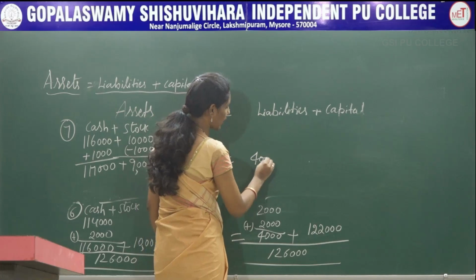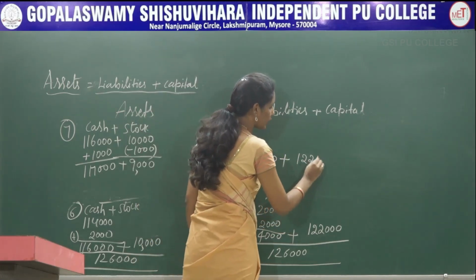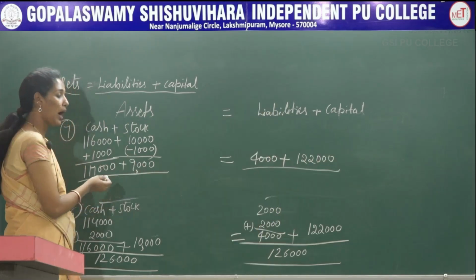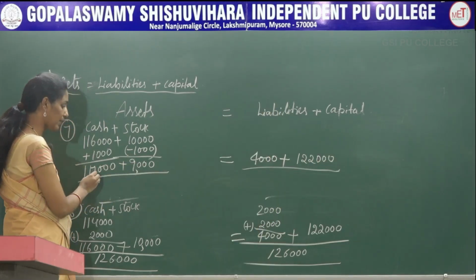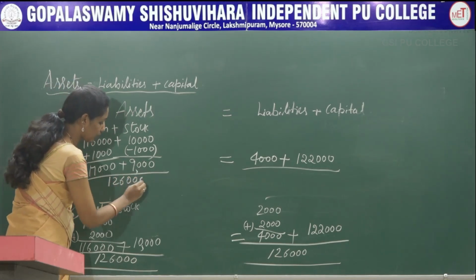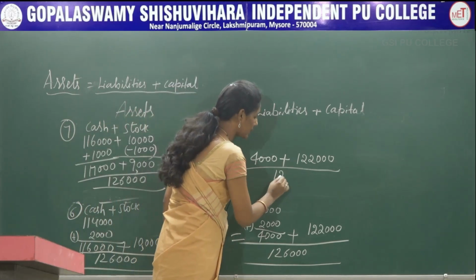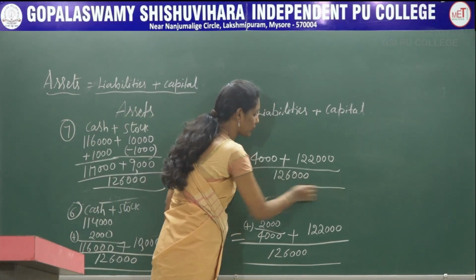That is rupees 4,000. And what is the amount of capital? That is rupees 1,22,000. So now add both the assets together. 1,17,000 plus 9,000, 1,26,000. On the other side of the equation also, you will get same balance, that is 1,26,000.